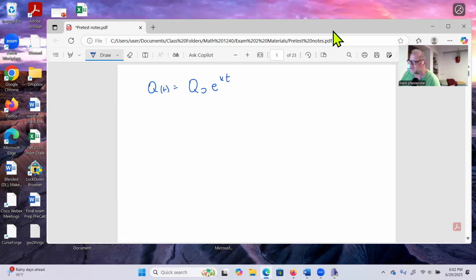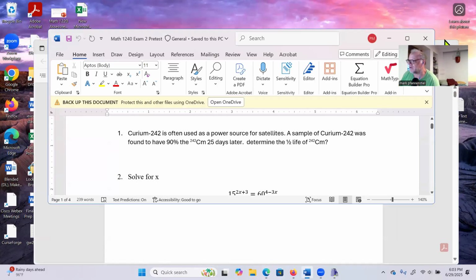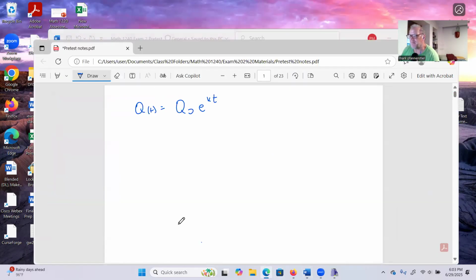So the first thing that we're going to do is take a look at this. We don't know how much was used at the beginning. That's fine. But we do know that 90% of it was there 25 days later. So we're going to use that as a reference here. After 25 days, we have Q0 e to the, I don't know what my decay constant is, but I do know that this was 25 days later. And after 25 days, how much was left? I'm going to say 0.90 times the original amount was left.